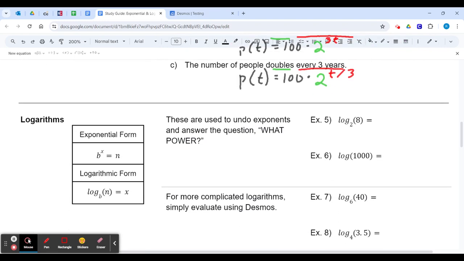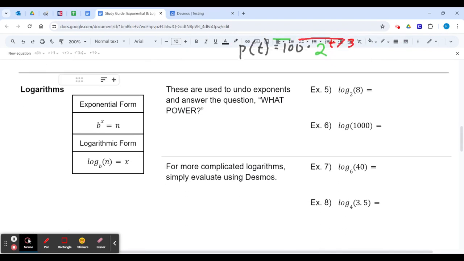Okay, so exponentials covered half of our unit. The other half we dealt with logarithms. And logarithms are just ways to work with exponential problems and actually solve for the exponent. Remember that if we have an exponential form of base to an exponent equals n, then our logarithmic form just keeps that base low in terms of our log. The answer becomes the exponent, and then that answer to the exponential is what goes inside of our logarithm. They're used to undo exponents and answer the question, what power?